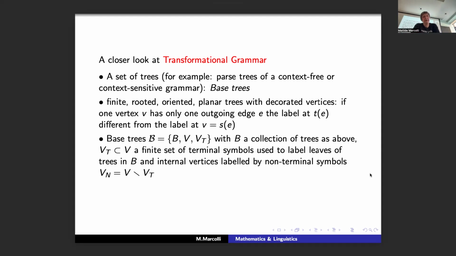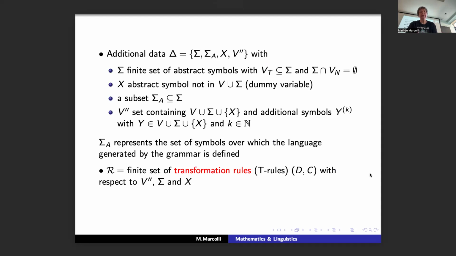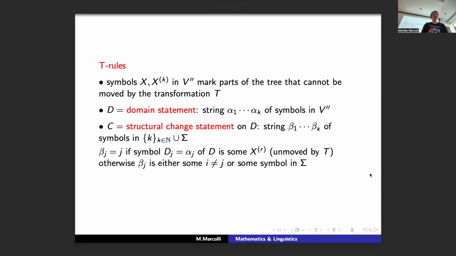And so you basically have this base collection of trees, which are produced by your context-free grammars. And then you have additional data that give you certain markers that you can put on these trees to tell you which parts are movable, which parts are not, and what type of moves you can make on the parts that are movable. So the transformation rules will take the form of some set of symbols that tell you, when you look at the corresponding strings produced by certain parts of the tree, some of them would be blocked from moving, others would be movable, and there would be some rule that tells you how to transform those.